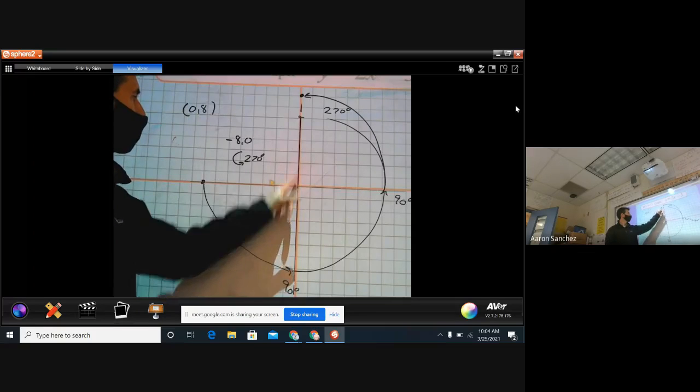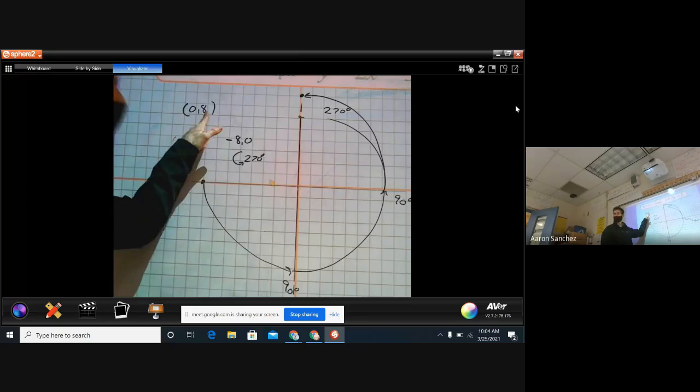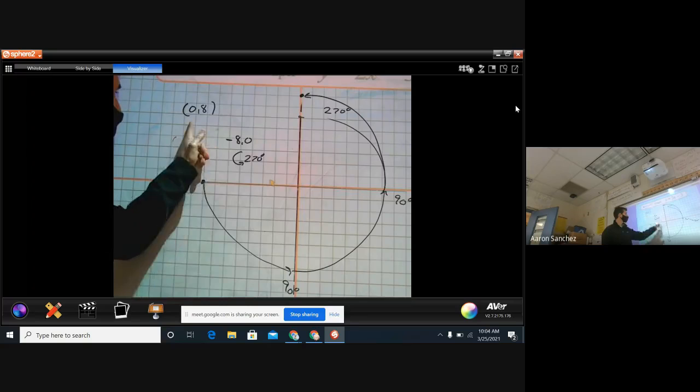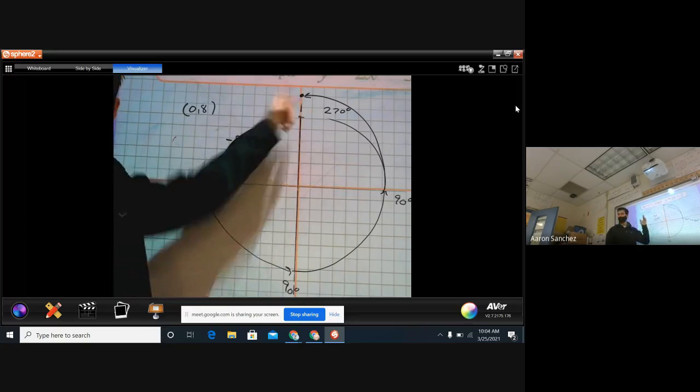Zero, 8. Well, you know it's going to be up here, and do you know the 8 is the y, right? Yeah. And that means y goes up, and the x is the 0. So because it's up, you know the 8's going to be positive.